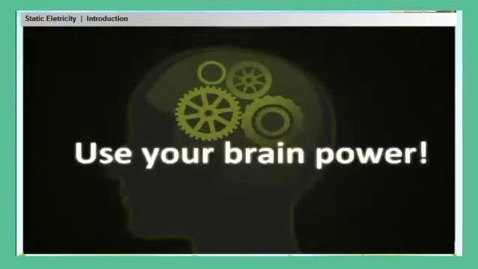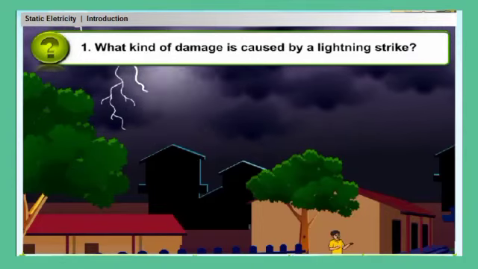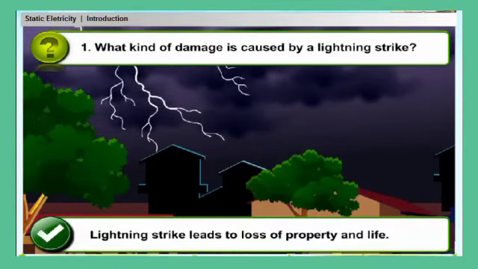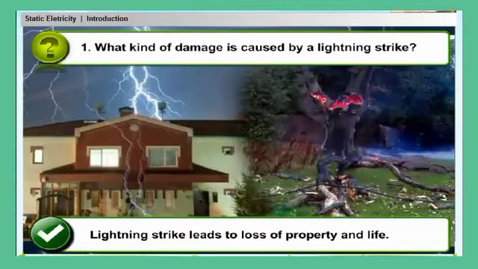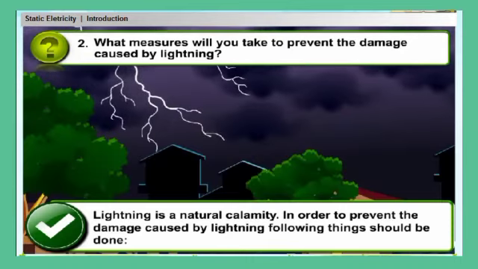Use your brain power. 1. What kind of damage is caused by a lightning strike? Lightning strike leads to loss of property and life. 2. What measures will you take to prevent the damage caused by lightning? Lightning is a natural calamity.